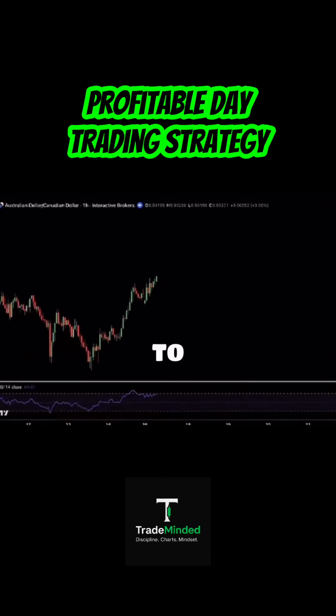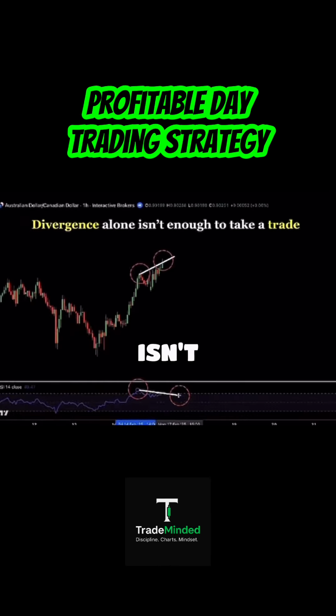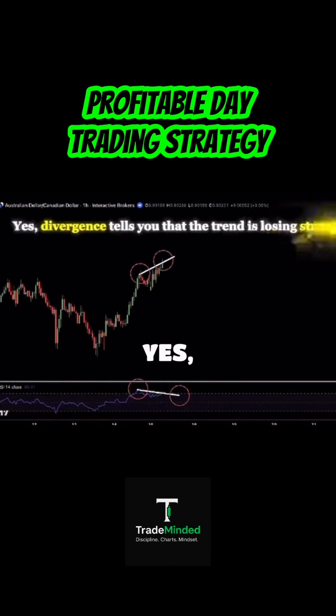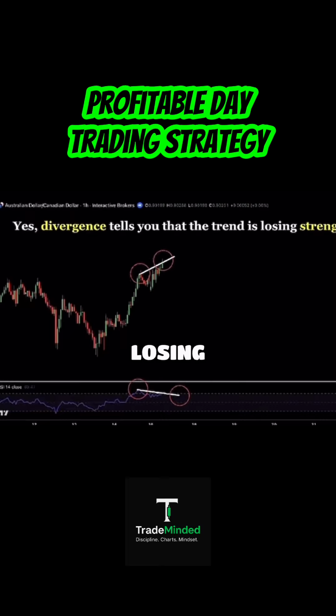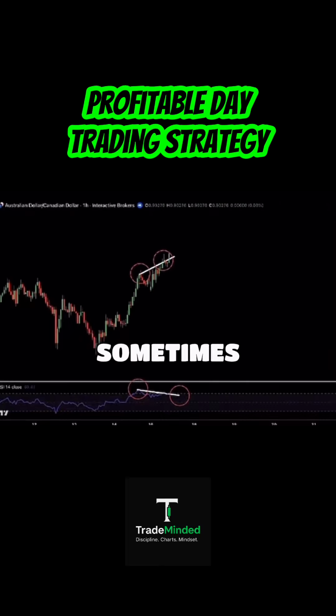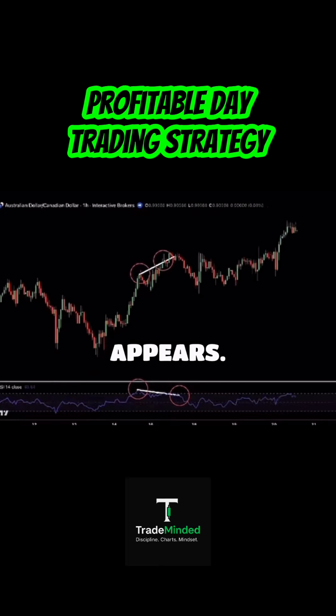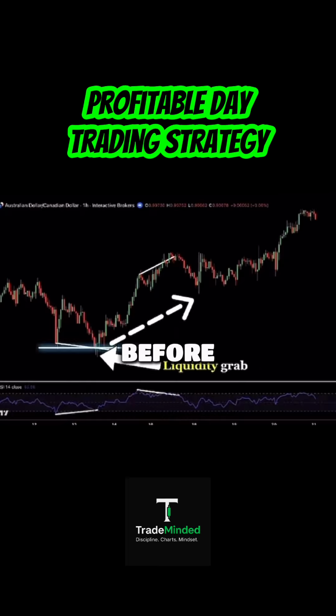Now that you know how to spot a regular RSI divergence, here's something most beginners don't realize. Divergence alone isn't enough to take a trade. Yes, divergence tells you that the trend is losing strength, but it doesn't tell you when price will actually reverse. Sometimes price keeps pushing in the same direction even after a divergence appears. Why does this happen? The market often needs to grab liquidity before reversing.